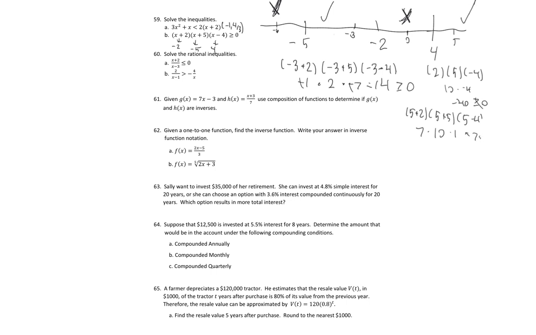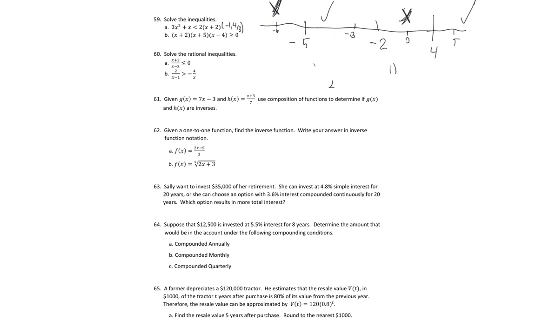So after doing all that, what is my answer here? My answer is going to be from negative 5 to negative 2. And I'm going to do brackets because it was greater than or equal to 0, and that's where it is 0, so I'm going to include them. And then I'll do union, bracket, from 4 comma infinity, parentheses, because those are the intervals for which it worked.